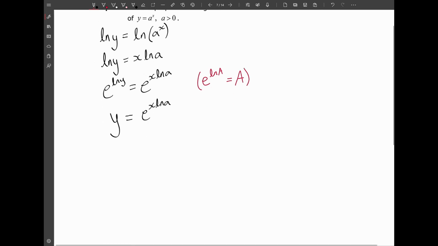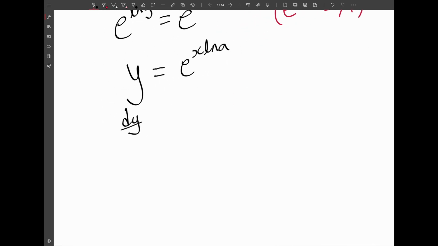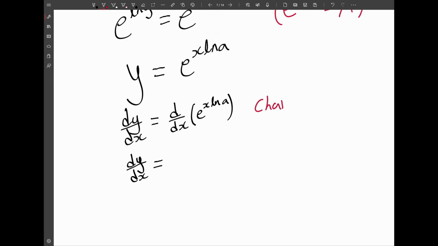All right, now I'm going to take the derivative of both sides. So this is going to become dy dx is equal to the derivative of e to the x natural log of a. But we learned how to do the derivative of e to the power of some function, e to the power of u in this case. In this case, our u is x ln a. So we're going to bust out some chain rule here. We know chain rule tells us that d dx of e to the power of u is just equal to e to the power of u du dx. So we just need to follow that rule.